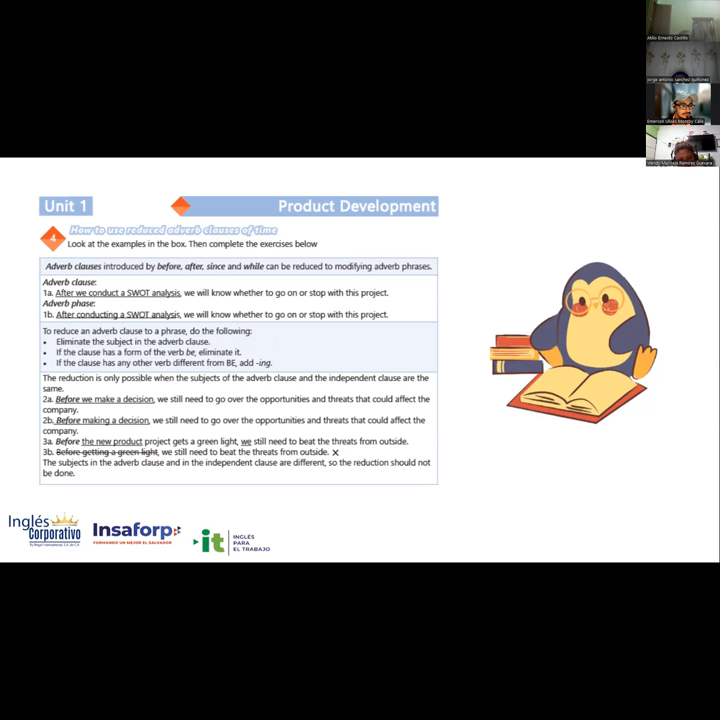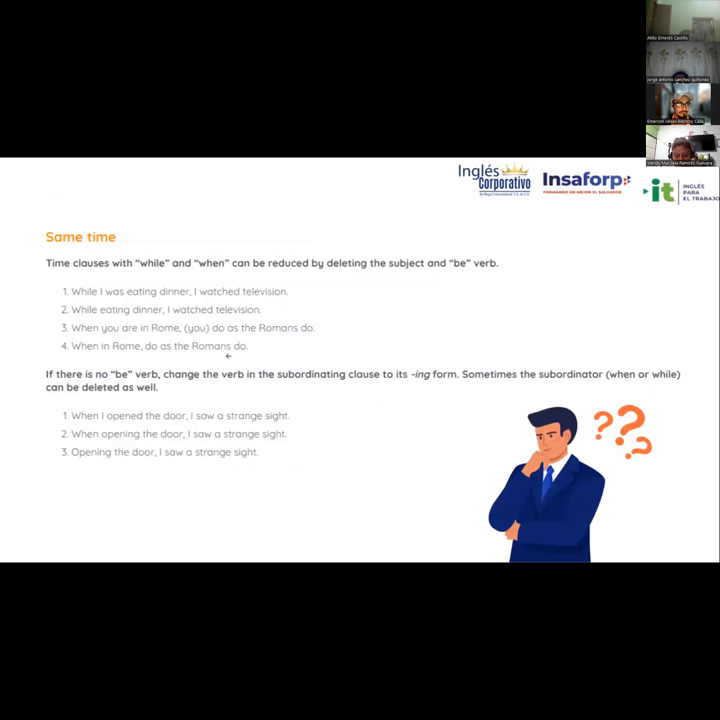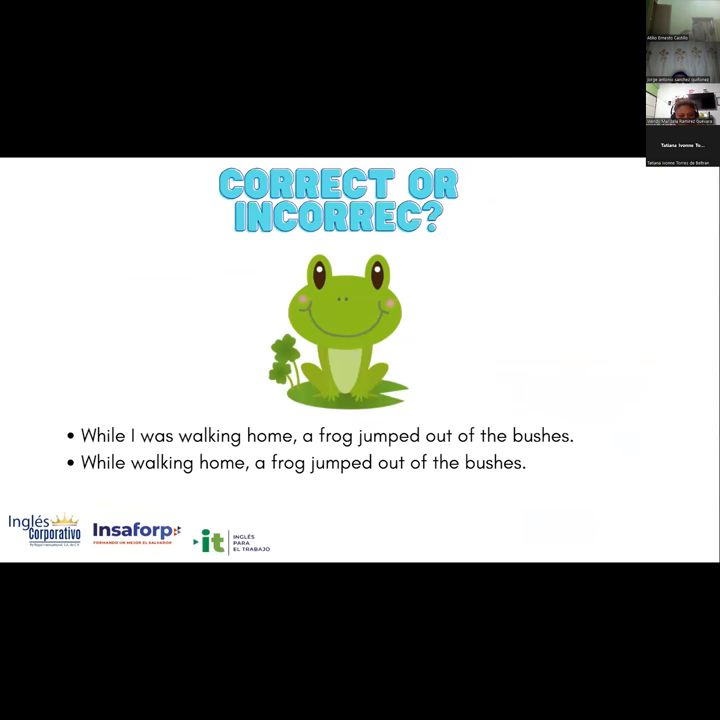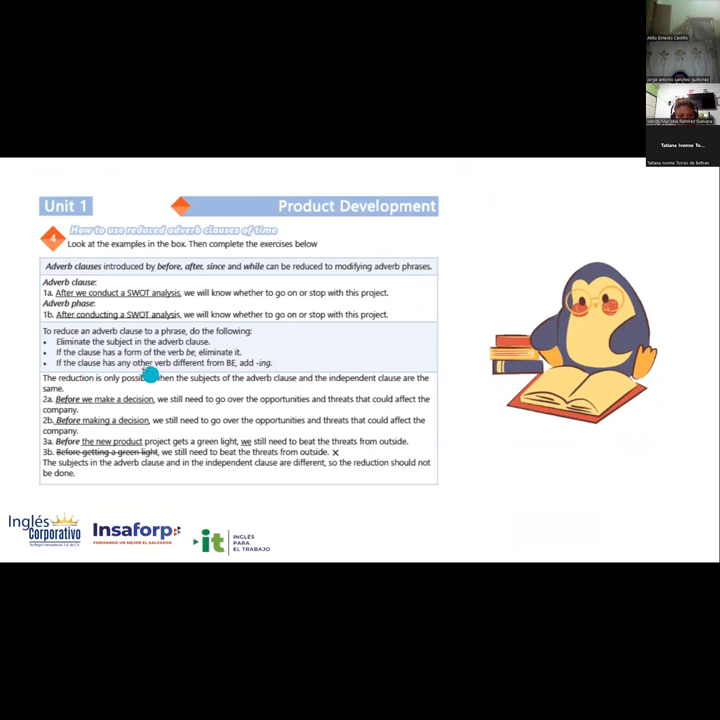Perfect. So you see, it's the same thing that we already mentioned before. First of all, eliminate the subject in the adverb clause. You remove we, eliminate the subject. If the clause has a form of the verb be, eliminate it. What we mentioned before, right? This verb to be, we eliminate the verb to be and the subject. We eliminate this part, okay? And it says, if the clause has any other verb different from be, add ing. Well, I mentioned before, right? If you don't have verb to be, what you need to do is that you need to add the ing. That's it, right?